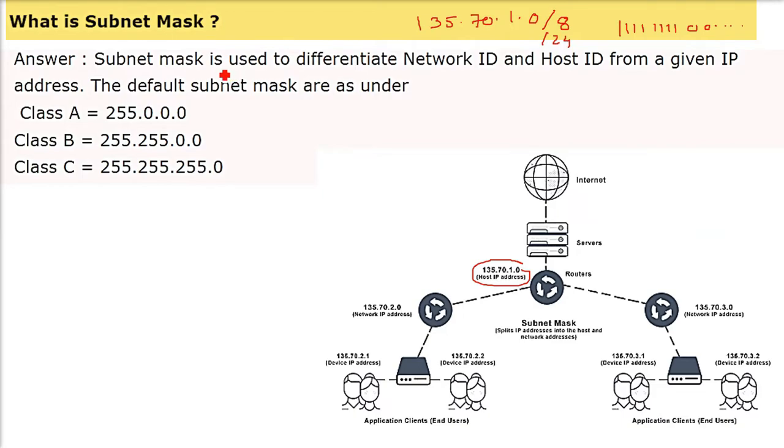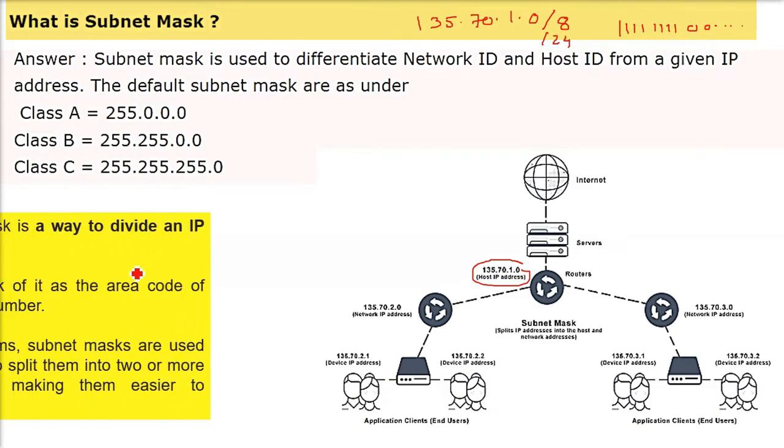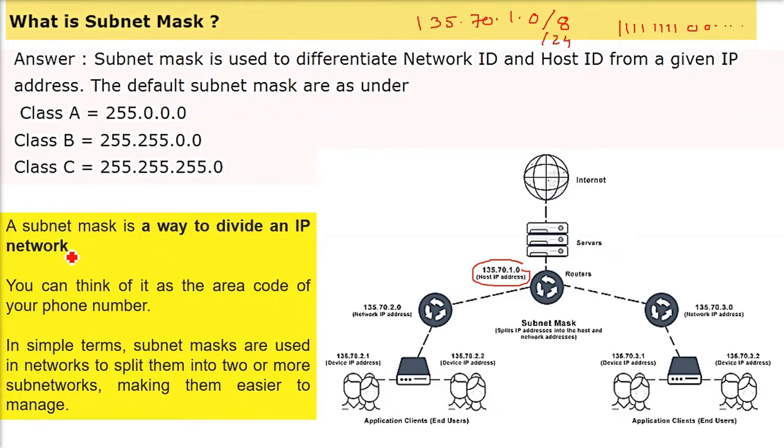Now the subnet mask is used to differentiate, as I said, the network ID and the host ID of a given IP address. I'll show you how. The default subnet mask of each of the classes is already known: class A, class B, class C. Class A is 255.0.0.0. Similarly for B and C, the 255 will be increased. There is one more task of the subnet mask, which I'll come to. Let me explain the first part.